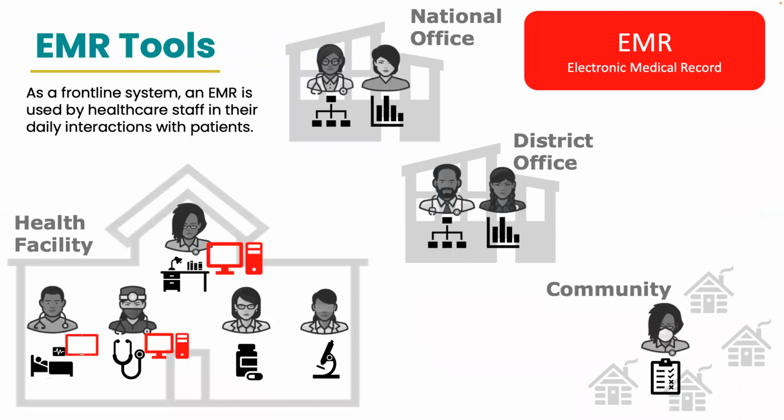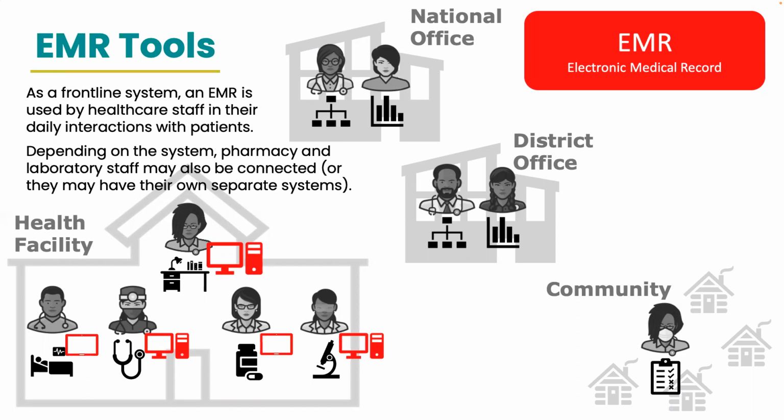So I'll come back to our little diagram of the health system now to give you an idea of what's involved in deploying an EMR. And as you can see, because it's a point of care system, we now need to make sure that all staff and providers have direct access to the system as they work. And depending on the system, you may also have pharmacy or laboratory staff accessing it, although sometimes they have their own systems too. So putting an EMR into a health facility means a lot of computers, a lot of networking, a lot of IT support, a lot of staff training. It's not just computerizing management, it's computerizing all frontline patient care.